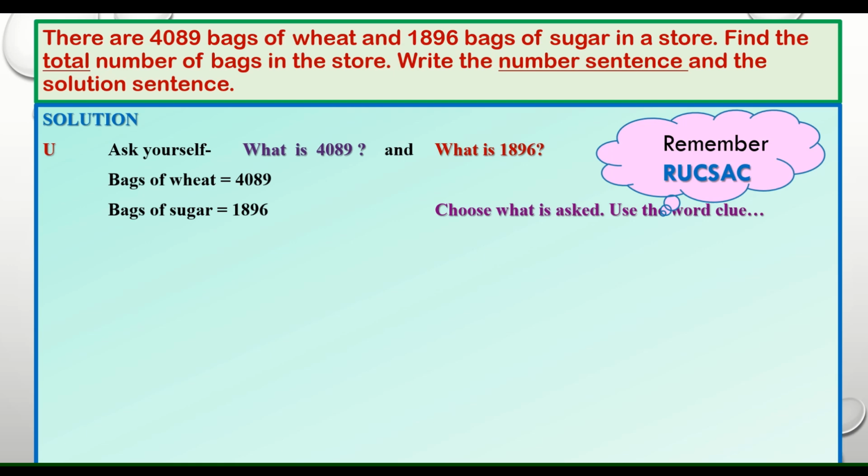To choose the operation, we have to understand the question. But sometimes many children get confused in choosing the operation. So sometimes there are certain words given in the question which help us as a clue to solve it. So here the word is total. So we got the third statement. Total number of bags is equal to 4,089 plus 1,896. Now you have to add these two numbers.